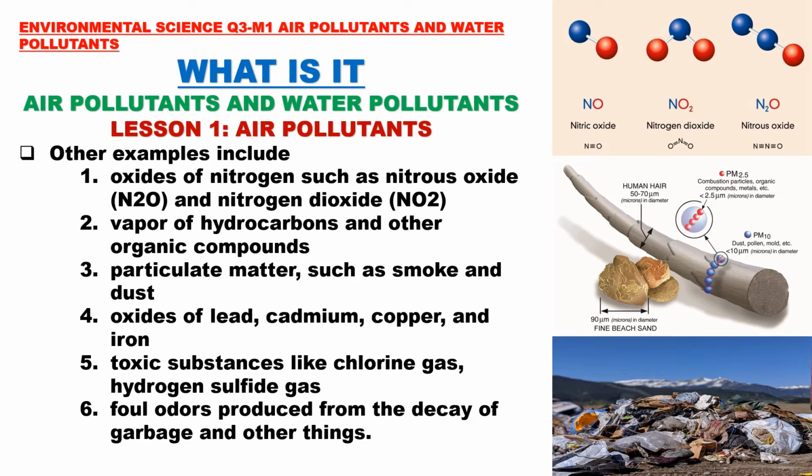Other examples of primary pollutants include oxides of nitrogen, such as nitrous oxide N2O and nitrogen dioxide NO2, vapor of hydrocarbons and other organic compounds, particulate matter such as smoke and dust. We have oxides of lead, cadmium, copper, and iron. Next, toxic substances like chlorine gas, hydrogen sulfide gas. And number 6, foul odors produced from the decay of garbage and other things.